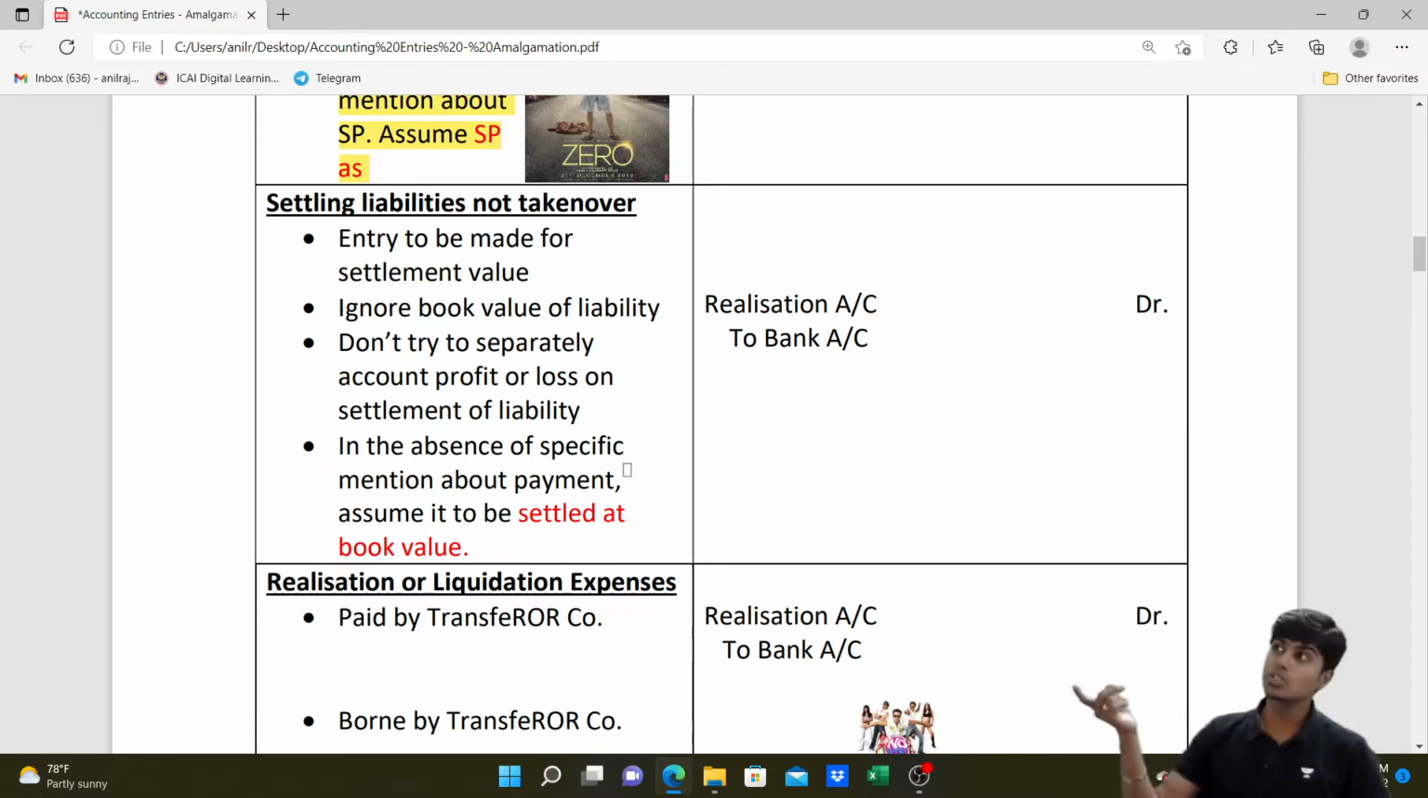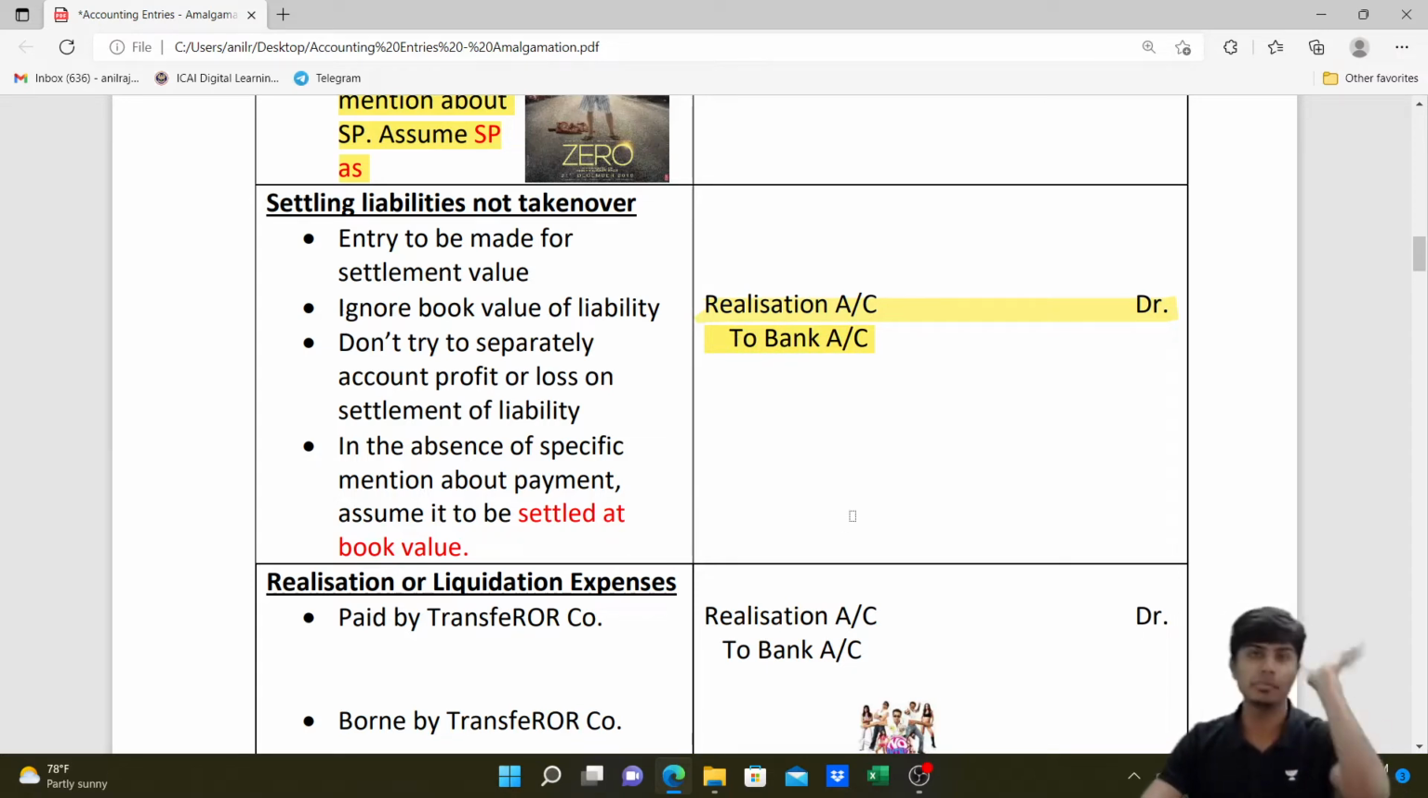We've already closed the liability account by transfer to realization. So we will now have to write realization account debit to bank. And this entry needs to be written at settlement value. We are not going to write the settlement value and then the book value of the liability, and adjust them to identify the profit on settlement or loss on settlement. Don't worry. Irrespective of what the book value of the liability was, this entry, realization account debit to bank account, will always be written at the settlement value.